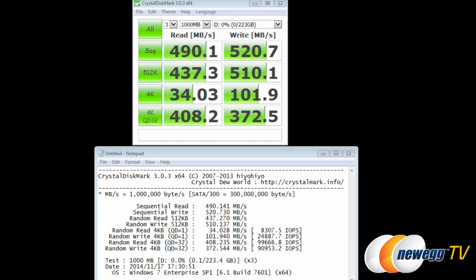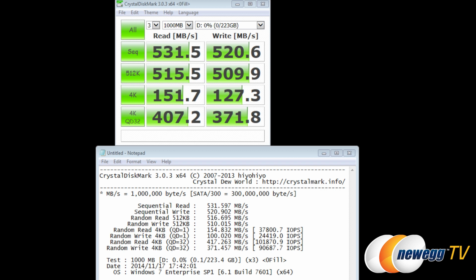That's quite fast, actually. Then if I go over to compressible or zero fill, whereas before I was just talking about incompressible data, which is standard, this actually gets a bit higher sequential read for some reason. We're looking at 531 megabytes per second versus the 490 that we saw a moment ago, and once again 520 megabytes per second on the writes. Jumping down to random read and write IOPS, we start at 37,000 and 24,000 respectively for the 4K QDepth 1. And if you rack that up to QDepth 32, you get 101,000 on the read and 90,000 on the write. So those are really impressive numbers.